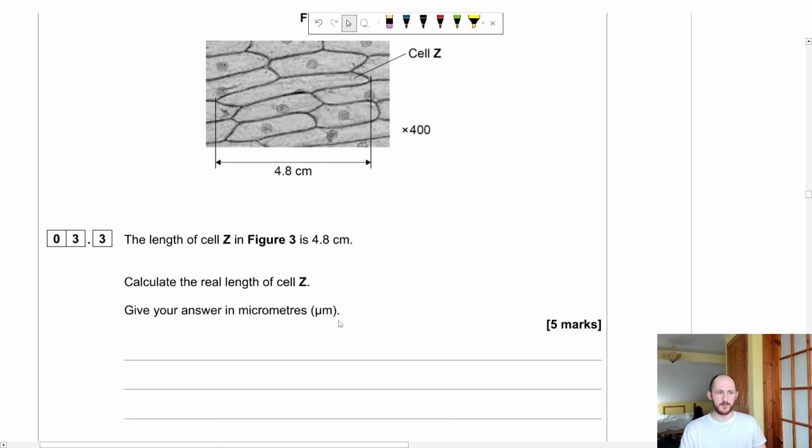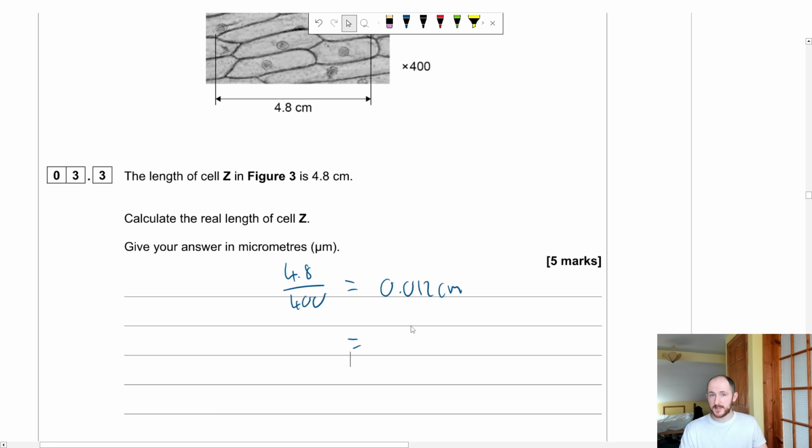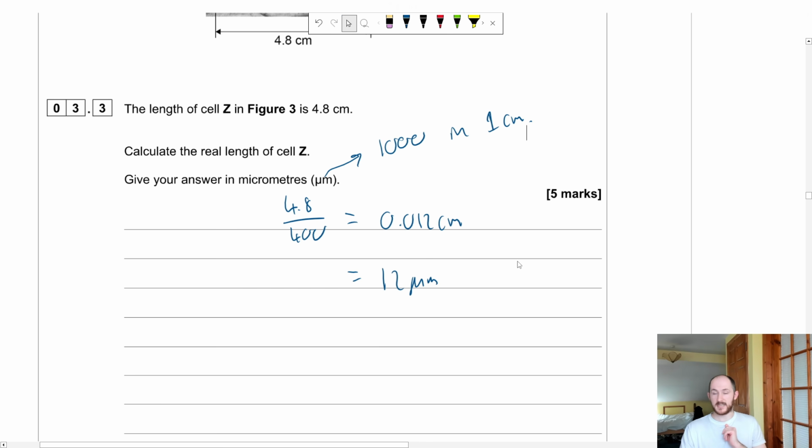Now it says give your answer in micrometers. There's a few different ways you could do this. Let's just do it the normal way. 4.8 divided by 400. Well, if I divide it by 4 first, I get 1.2. But then I move it 2 decimal places, so it's 0.012 centimeters, which, if you remember, there are 1,000 micrometers in a centimeter, so you're moving it 3 places to the right, which makes it 12 micrometers. So remember, that is 1,000 in 1 centimeter. There's 1,000,000 in a meter, for example, so that's why I hesitated a little bit. That's it for 5 marks.